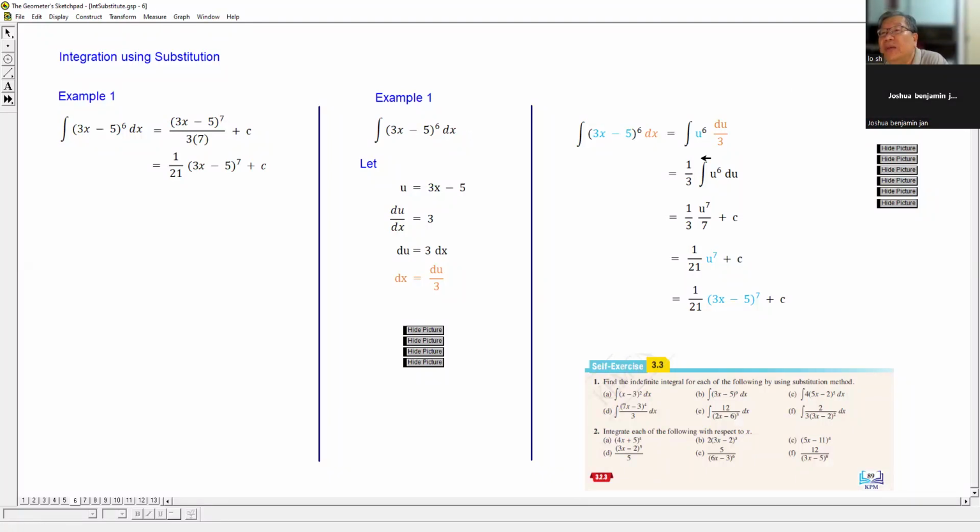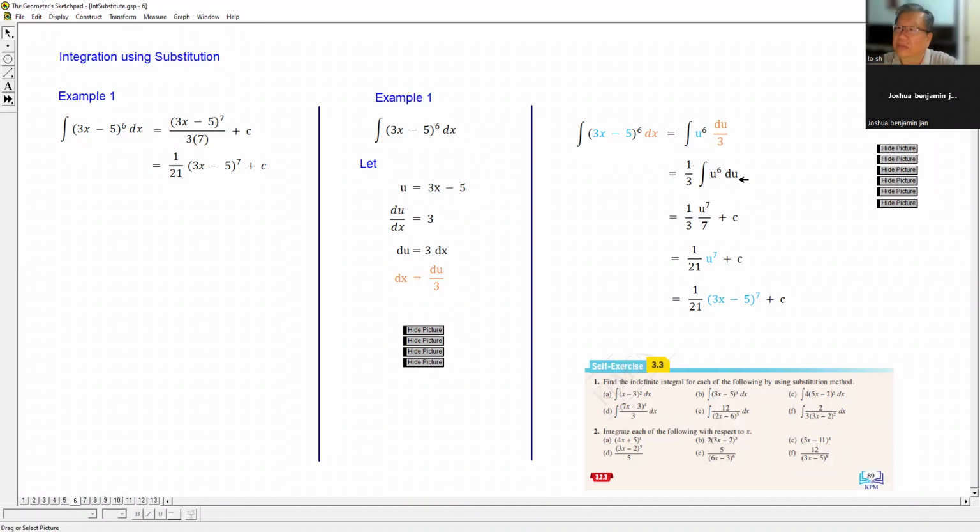We transform them to u. Once they become u, I only need to integrate u to the power of 6. Easy, right? Before I integrate, I take out the 3, it becomes 1 over 3, because the 3 is at the bottom. Then I'm trying to integrate u to the power of 6 du, so integrate u with respect to u.